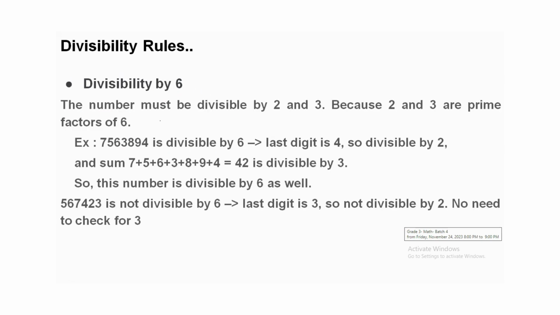Now we are moving towards our next divisibility rule, which is divisibility by 6. For divisibility by 6, the number should be divisible by 2 and divisible by 3 as well. For divisibility by 2, we check that the ones place digit is 0, 2, 4, 6 or 8. And for 3, we check that the sum of all the digits is divisible by 3. If the number passes both conditions, then we can say that the number is divisible by 6 as well.